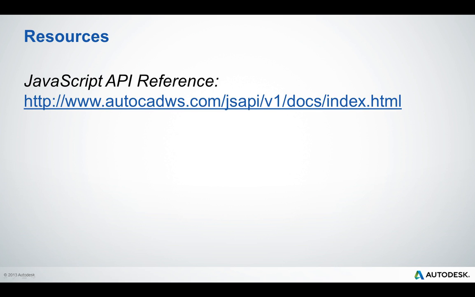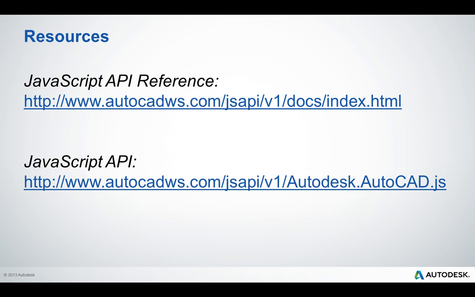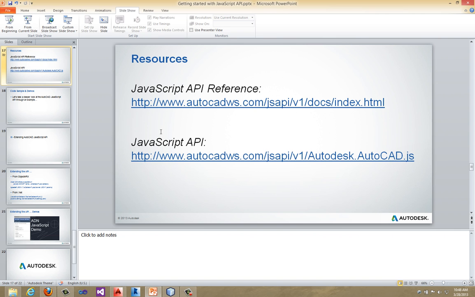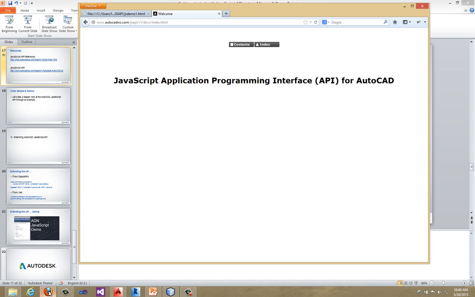In terms of resources, you will be able to find the JavaScript API reference at this address, and the JavaScript API itself is provided as a single online JavaScript file that you can find at this address. So you can simply reference that JavaScript file inside your HTML document in order to start using this API. So let's take a look at the JavaScript API reference.